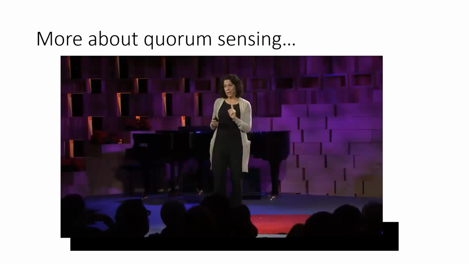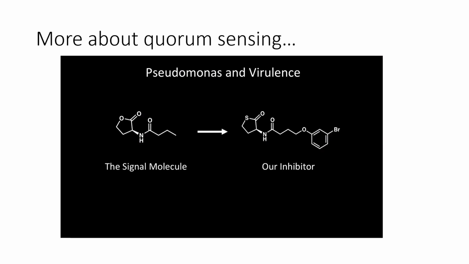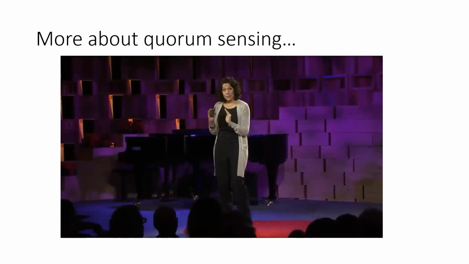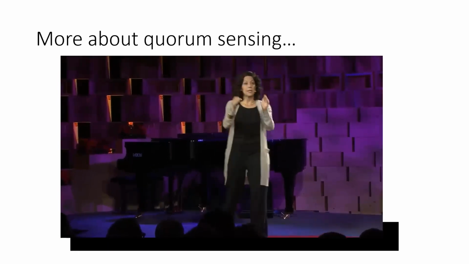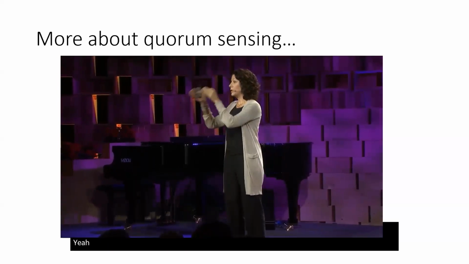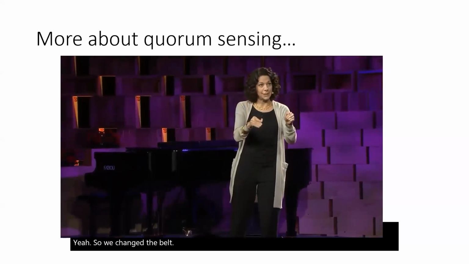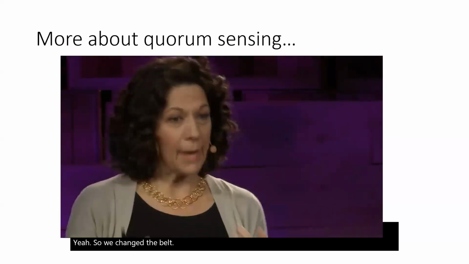And so we know what the molecule is that Pseudomonas talks with. It's the one that's on the left side of this slide. And so what we did using chemistry is we changed the structure of that molecule to make the one that's on the right. And so what that chemistry did was it changed the signal molecule, the word, into an inhibitor. So we change the molecule that turns on quorum sensing into a molecule that shuts down quorum sensing. So what happens if you have such a molecule? So first I'll talk about biofilms.